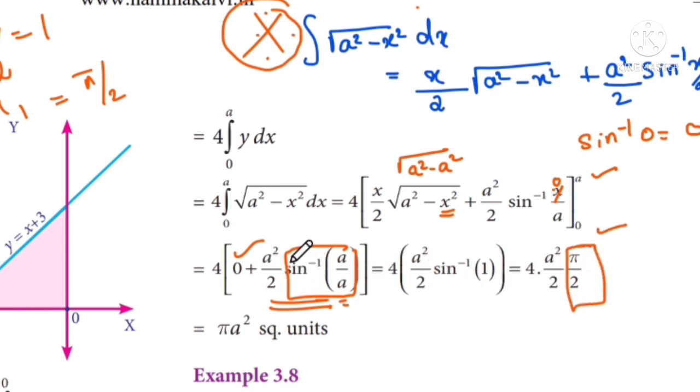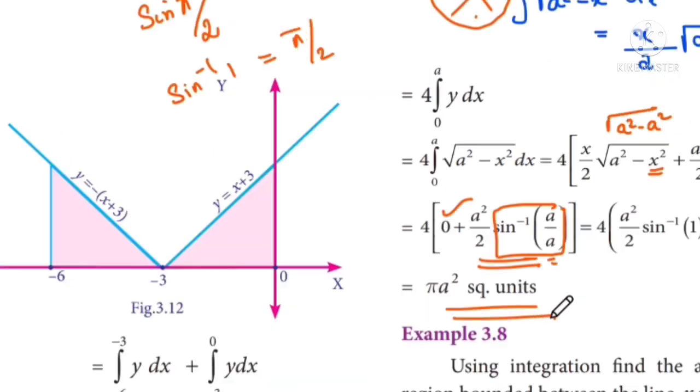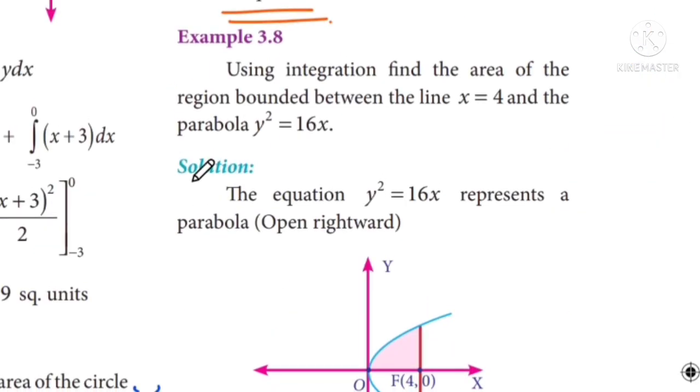So 4a squared by 2 times sine inverse 1, that is pi by 2. So the 4 gets cancelled, and the area is pi a square. The next one, example 3.8.